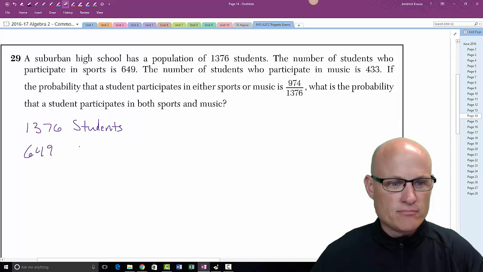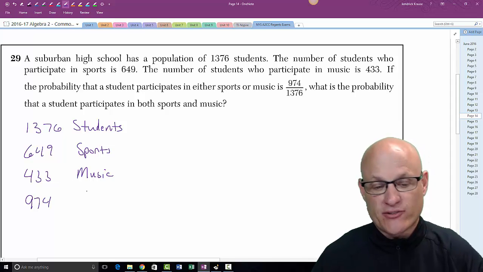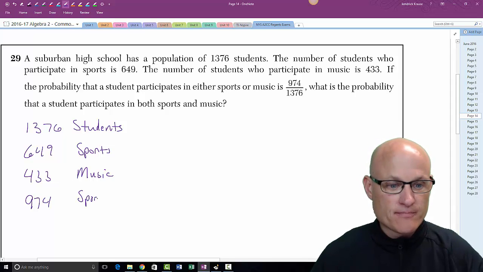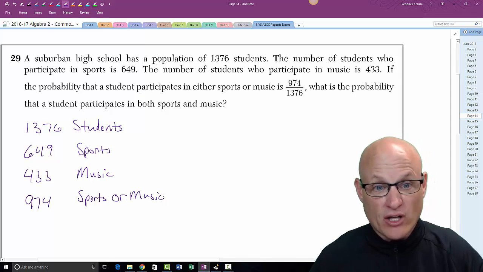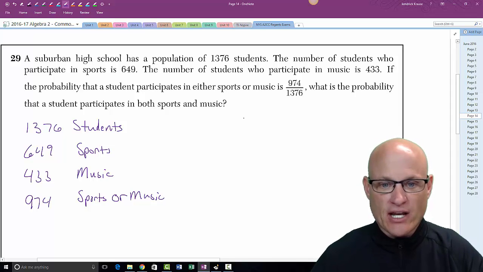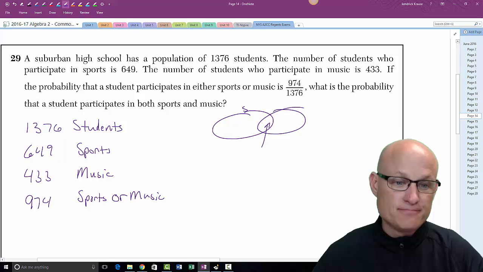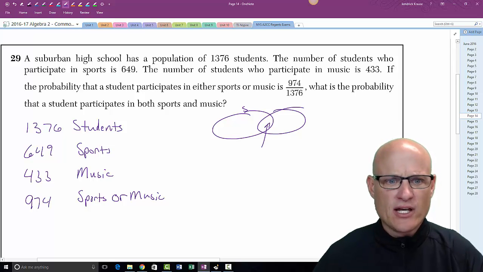649 play sports. 433 play some type of music. And 974 of the 1,376 play sports or music. Now what you have to remember is there's overlap. There's going to be overlap, right? So it's kind of like here's sports, here's music. 974 play both. How many play, what does the question say?